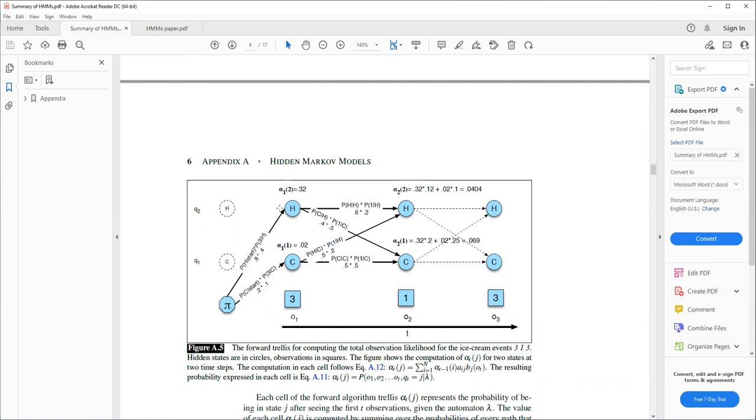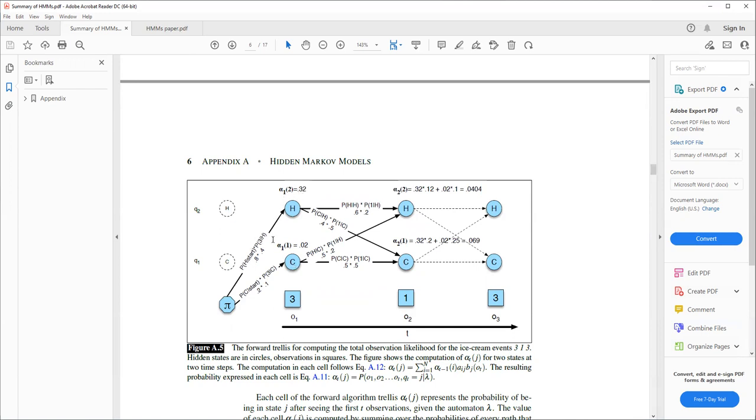So what is the probability here? If I start in the hot state, it is basically going to be the probability of hot multiplied by the probability of observing 3 in the hot state. That is my first variable, alpha 1. So my first variable alpha 1 for state 2, or the hot state, is basically the probability of starting in the hot state, which is 0.8, as we can see. And then multiplying it with the probability of observing 3 in the hot state, which is 0.4. So 0.4 into 0.8 is 0.32. That is my alpha 1 for 2.